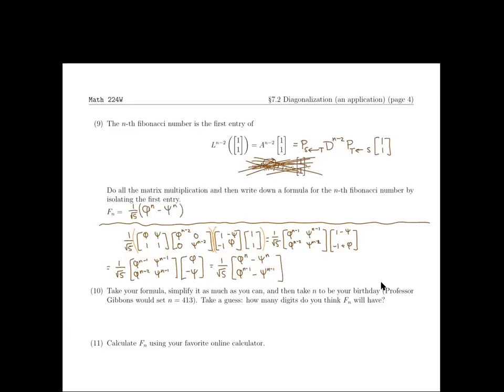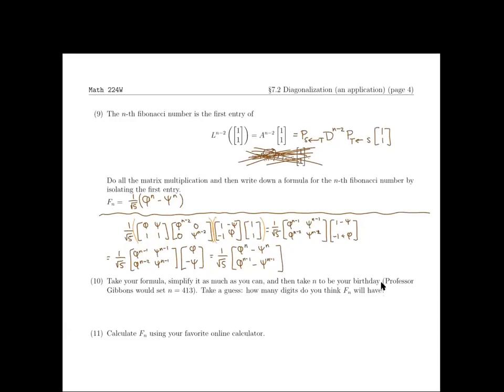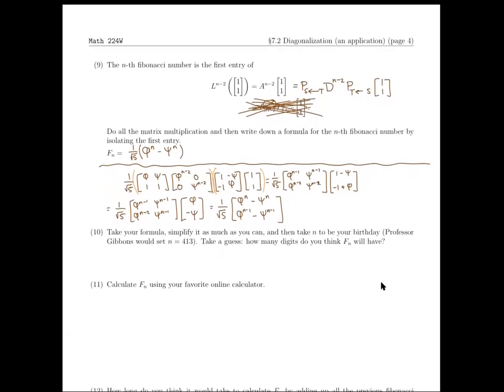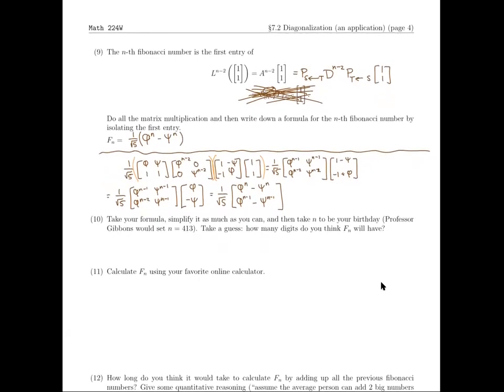And that's pretty awesome, right? Because now we've got this closed formula. So your next task is to take your formula and simplify it as much as you would like to. Let's see, what does this look like? This is 1 over root 5 times (1 plus root 5) to the n, that's not going to simplify, over 2 to the n, minus (1 minus root 5) to the n over 2 to the n.